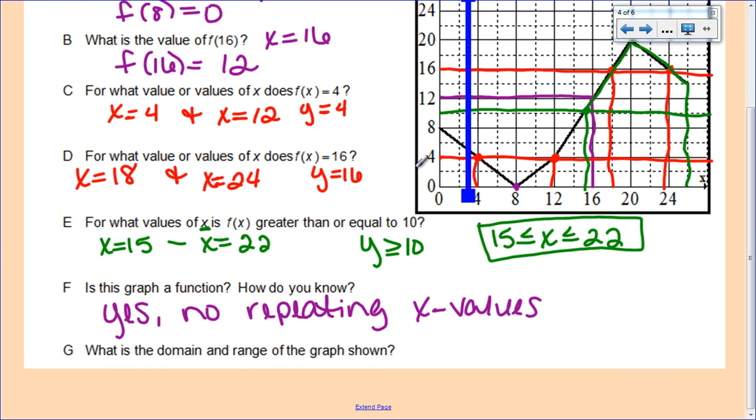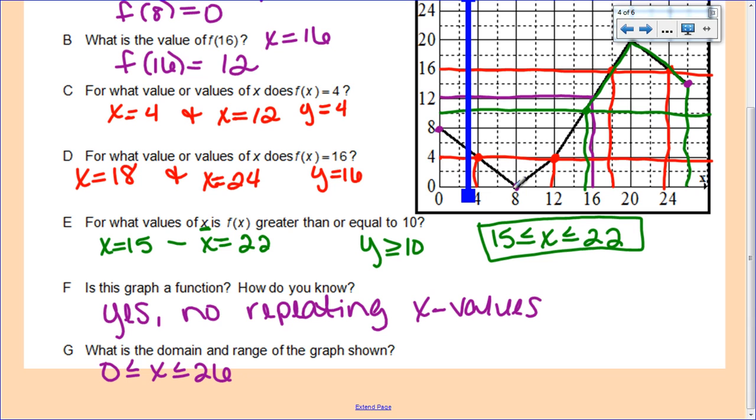All right, domain is the x values. So it starts here and it ends here. So it starts at 0 and ends at 26. So the domain goes from 0 to 26.